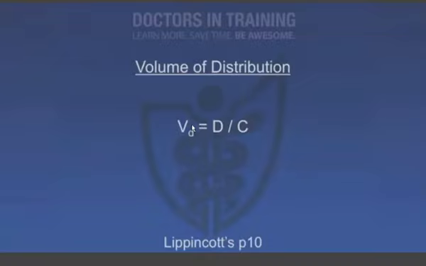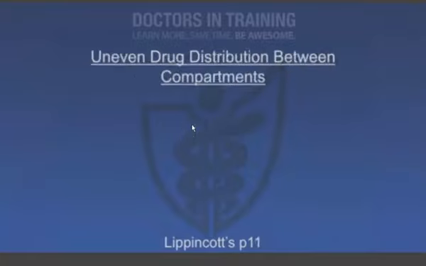You can use that initial plasma concentration in your volume of distribution equation. So that initial plasma concentration that you extrapolated back is C. And you use the dose that you gave, which is D, and you can calculate the volume of distribution using that same equation we just used. V sub D equals D over C.